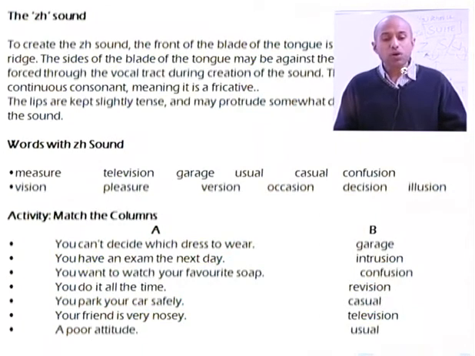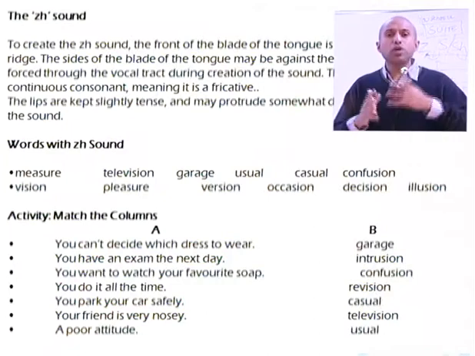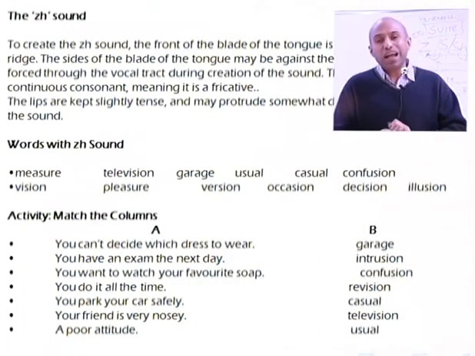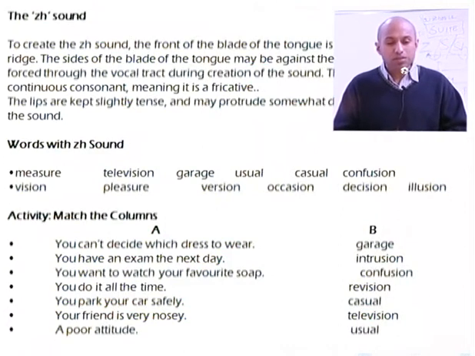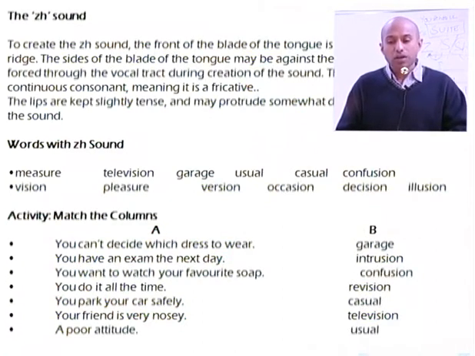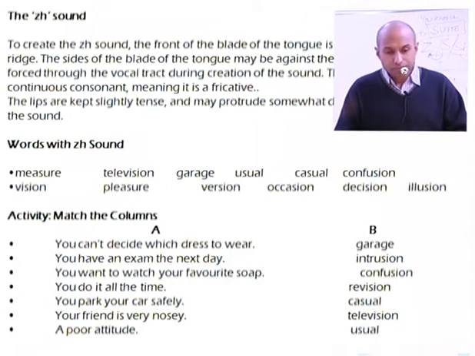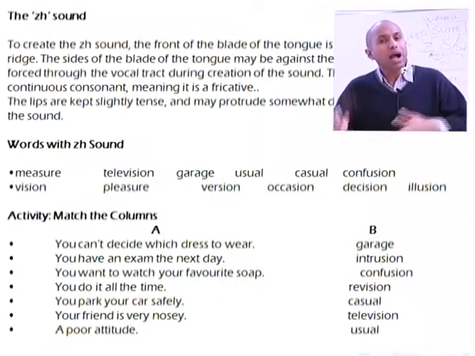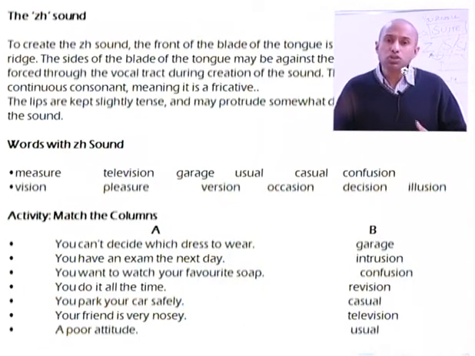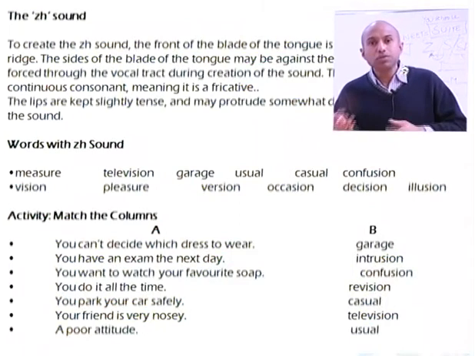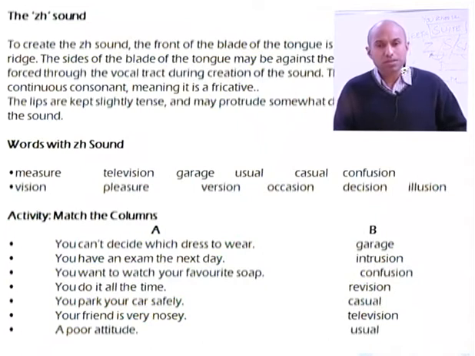Third sentence is, you want to watch your favorite soap. We're talking about the soap opera, not the bar of soap that you wash your hands with or take a bath with. Yes, the soap opera, what we call a serial on TV. You want to watch your favorite soap? Television, absolutely. On TV, television. You do it all the time. Something that you do all the time is usual. Usually, I have class at this time. Usually, I am home by 12. Usually, I like to eat something. Yes? Usual.